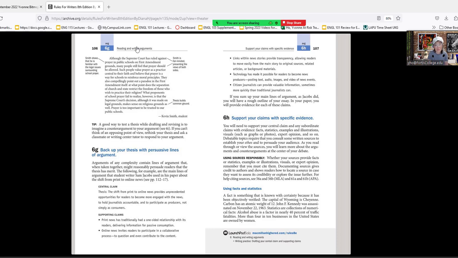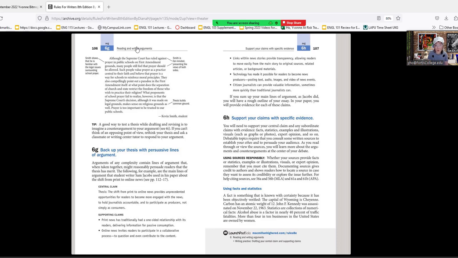If you sum up your main lines of argument, as Jacobs did, you will have a rough outline of your essay. In your paper, you will need to provide evidence for each of these claims. So what kind of supporting evidence can you use? You will need to support your central claim and any subordinate claim with credible evidence: facts, statistics, examples, illustrations, visuals, graphs, expert opinion, and so on.